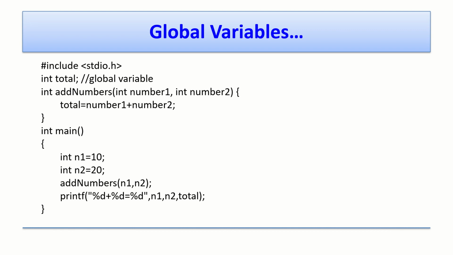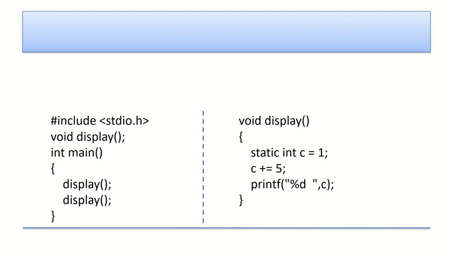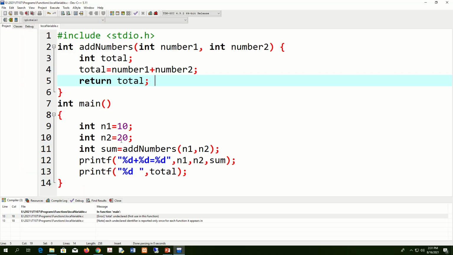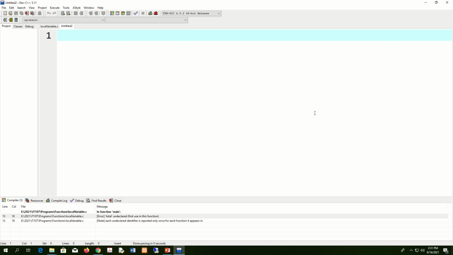Since total is a global variable, it can be accessed within any function in our program, right? Okay, let's see. I'll create this program in a new file.